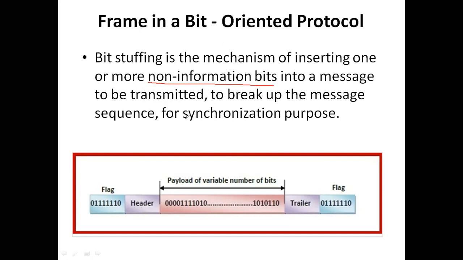for synchronization purposes. This is the payload field, which is coming from the network layer. In this payload field, suppose a flag exists. In the flag we have 8 bits: 1, 2, 3, 4, 5, 6, 7, 8. The first and last are zeros, and the remaining are all ones. If six ones exist in the payload field, that will be treated as a flag.